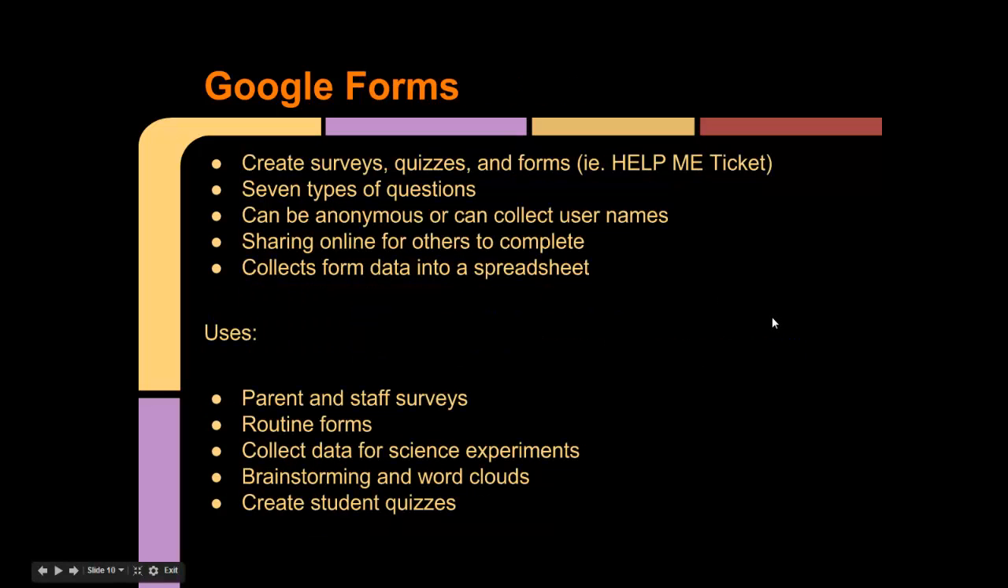Google Forms. Google Forms gives you the ability to create surveys, quizzes, and different kinds of forms. My Help Me ticket that I have the staff use to fill out is a Google form. The survey that you're going to fill out as part of the exit ticket at the end is another example of a Google form. There are 7 different types of questions you can use. It can be anonymous, or you can collect usernames for data purposes. And anytime somebody fills out and submits the form, it's set up to automatically collect that data and organize it into a spreadsheet for you, which is really nice. There's just some of the uses on the bottom here.